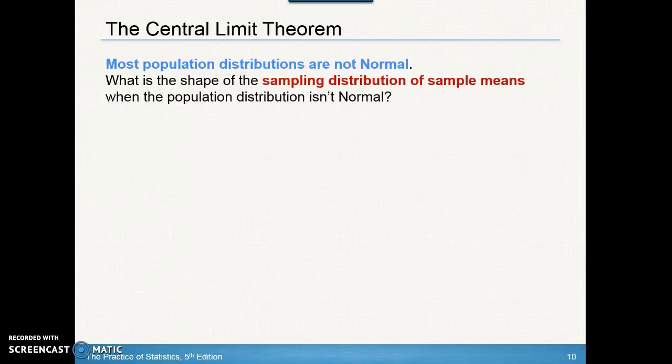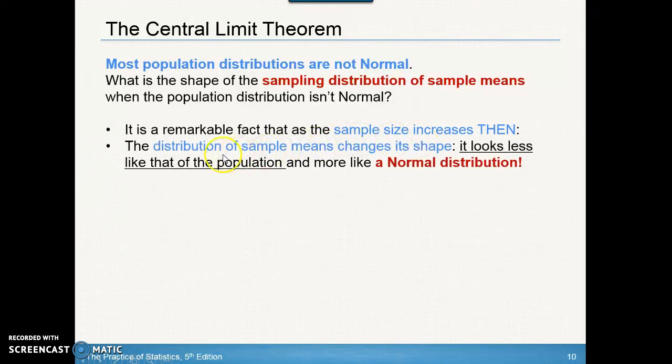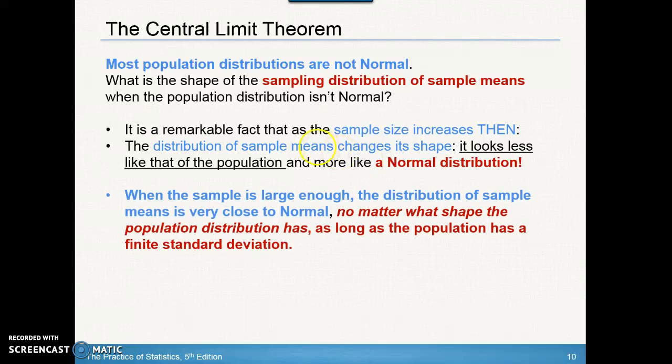Income is usually skewed to the right. Very few people make high amounts of money. Now, it is interesting that as the sample size increases, the distribution of sample means changes its shape. It looks less like that of the population and more like a normal distribution. So think back to that first slide. Our graph was skewed to the right for the population distribution, but the sampling distribution was approximately normally distributed.